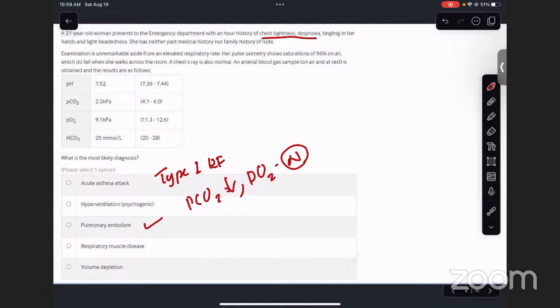So you need to know these questions. This is very commonly asked in MRCP, and it is easy to make a mistake because it is type 1 respiratory failure, and the clinical feature is more like hyperventilation, psychogenic dyspnea. But to differentiate it, you need to know that in hyperventilation or psychogenic hyperventilation, PaO2 is normal.